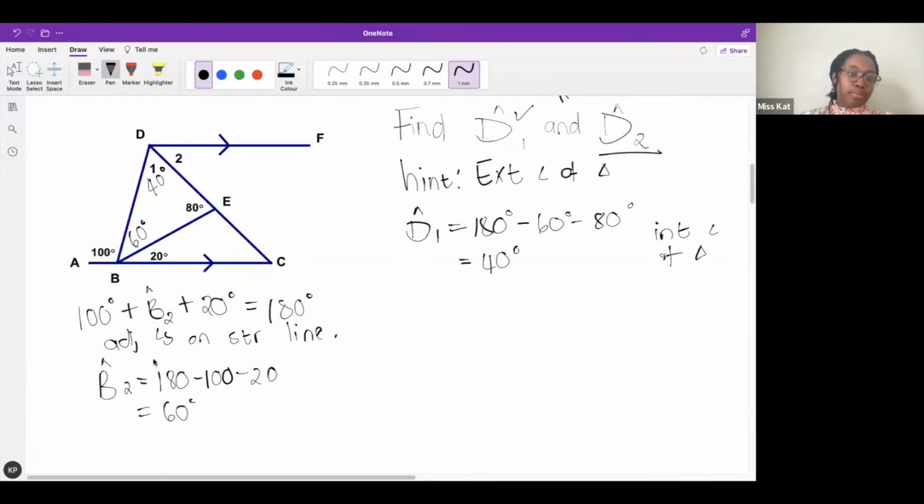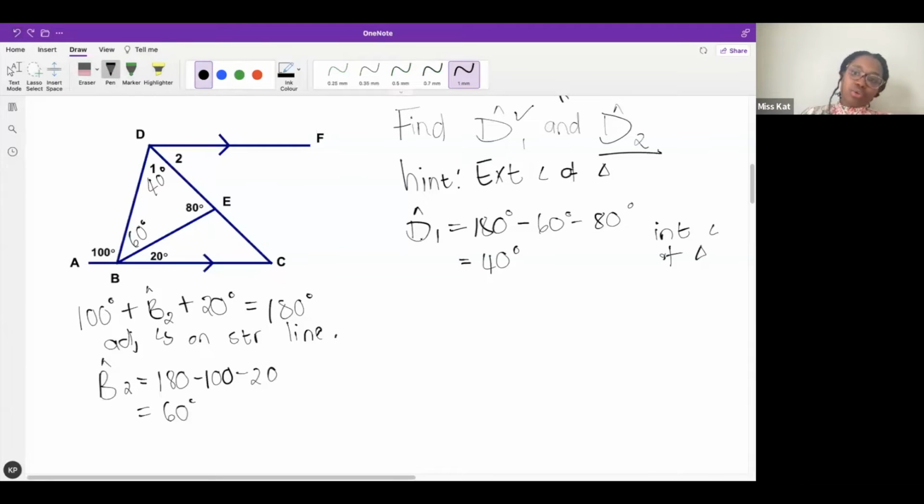Someone said add B and D1. Oh, this B. Not the whole B. This part. And this part. Why would we do that, guys? Why would we do that? What reason would we use? It's not incorrect.